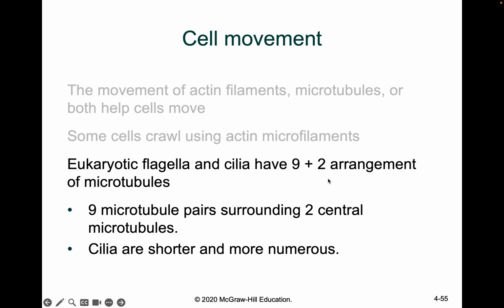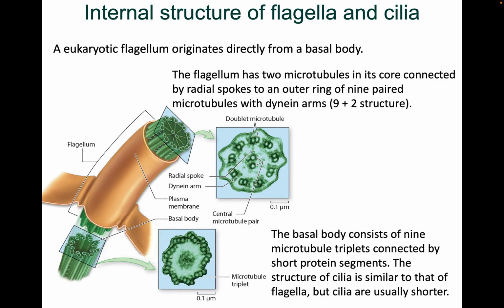Some of you are actually quite confused by what this 9+2 arrangement means. It literally means how the microtubules are arranged. So let's start with the 9. 9 means there are 9 doublets of microtubules. So you have a doublet that makes one, and there are 9 of them. That's the 9. And the plus 2 is that there are two microtubules in the middle. That's what it basically means.